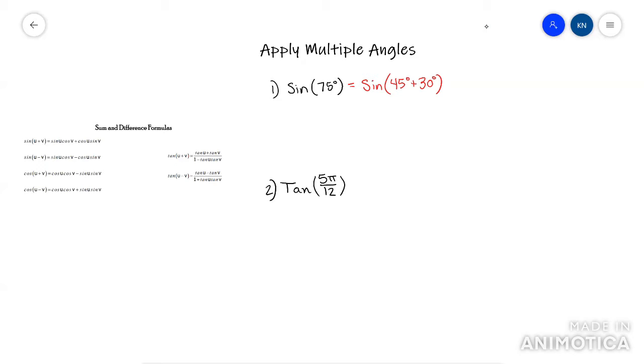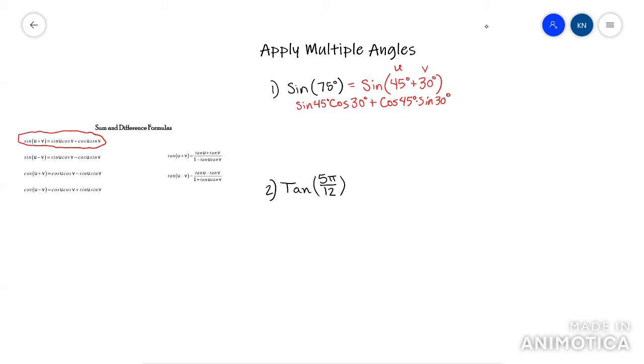So I have sine of angle plus angle. I'm going to come over here and use this equation, sine of angle plus angle. We'll call the first angle U and the second angle V, and then you just plug it in. So it'd be sine U times, sorry, it's cosine, times cosine V, plus cosine U times sine V, like this.